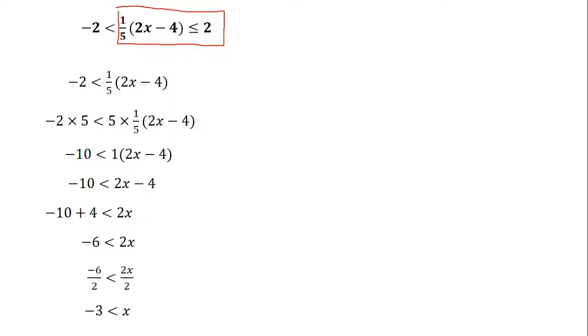So 1 over 5 into bracket 2x minus 4 is less than or equal to 2. That is the second part of our inequality. So you pick that one also and you solve it just as we did for the first part. So here, let's solve it. We have identified the fraction to be 1 over 5. So the LCM is going to be 5, since that is the only fraction.